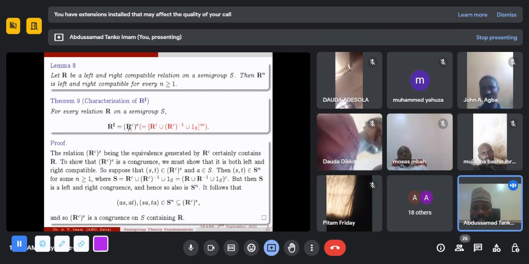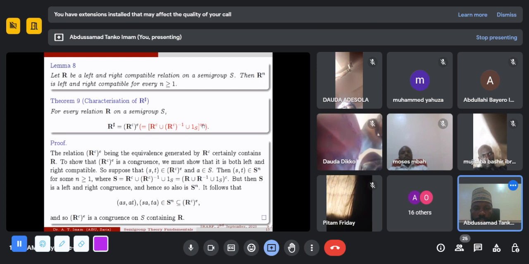If you remember from the last lecture, we did characterize this equivalence. We said it is the transitive closure of RC union RC inverse union the identity, to the power of infinity. This is our notation for transitive closure, and this transitive closure is the union over all n of the compositions of all these relations. We have defined it already.